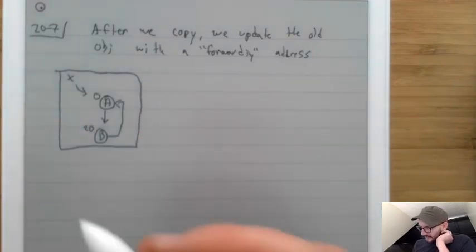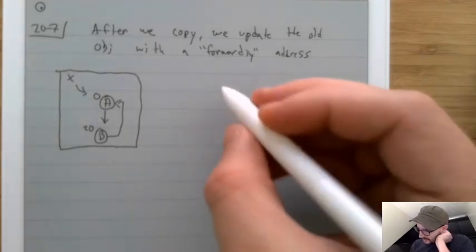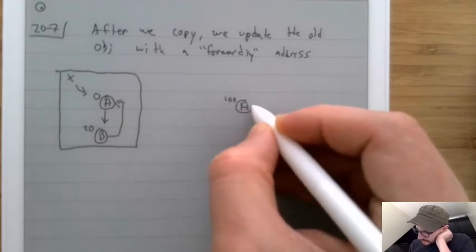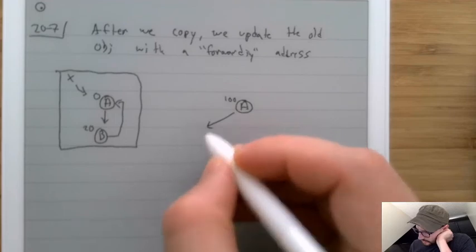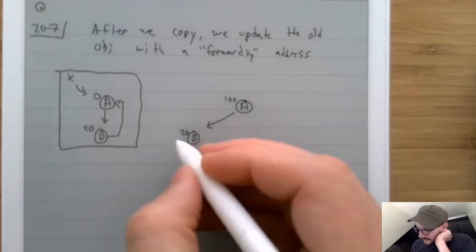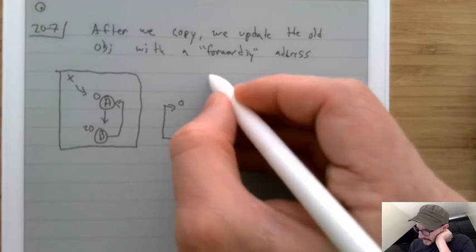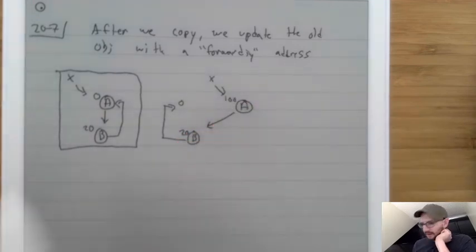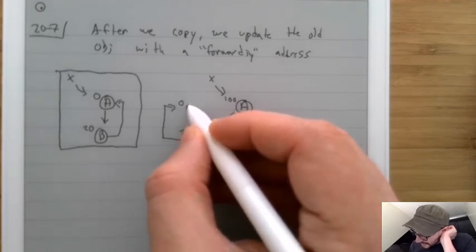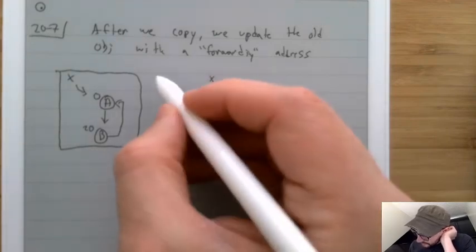The next state, we are going to copy A. All right? So when we copy A, at 100, we're going to put our new A, and it is going to point to the old B at 20. And B at 20 is going to point to A at 0. And X is going to point to A. But inside of here, it's not going to say A, it's going to say moved, and have a pointer over to there.